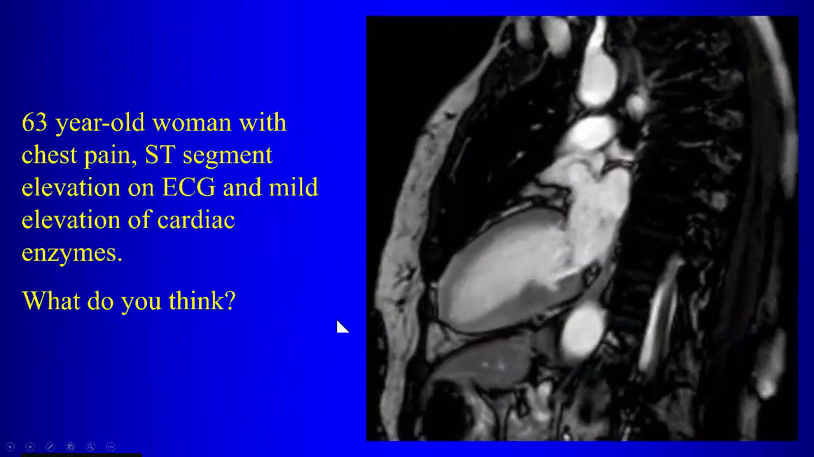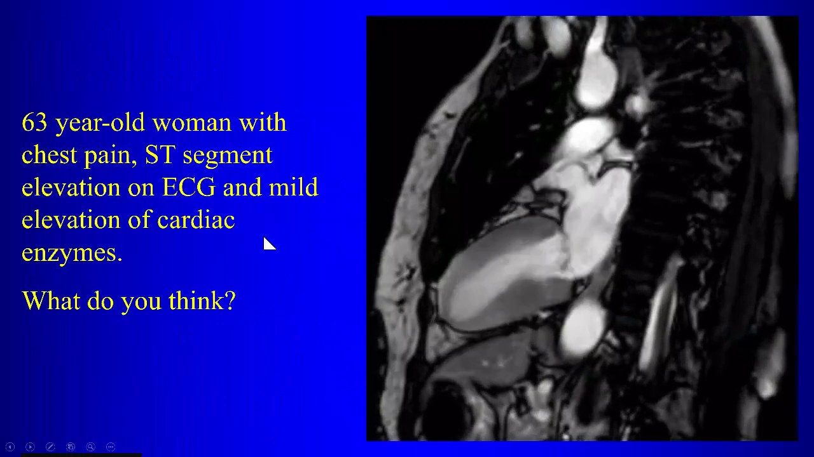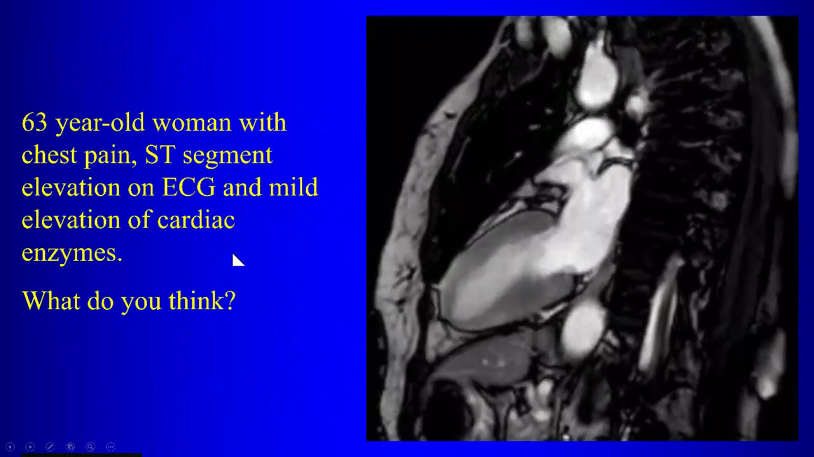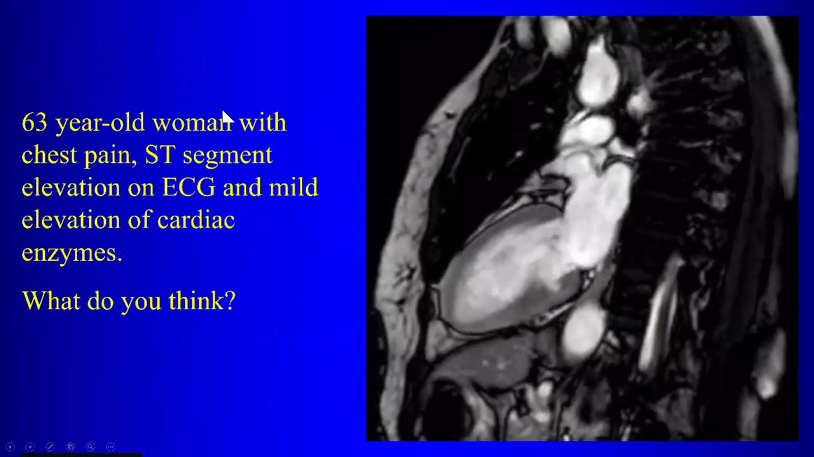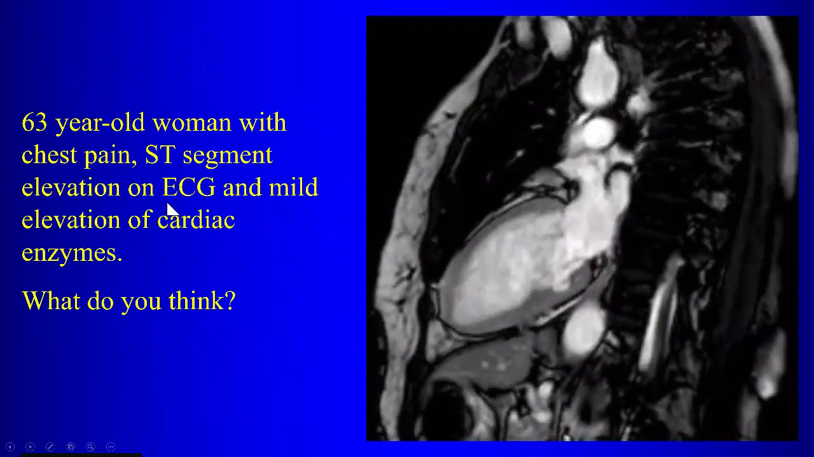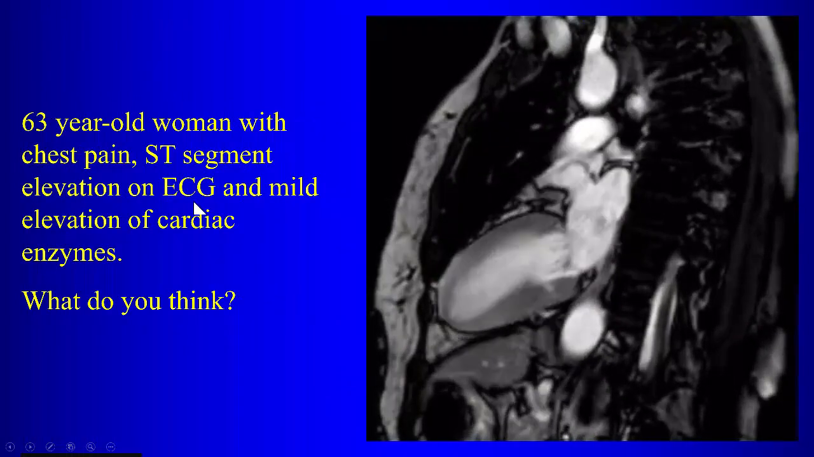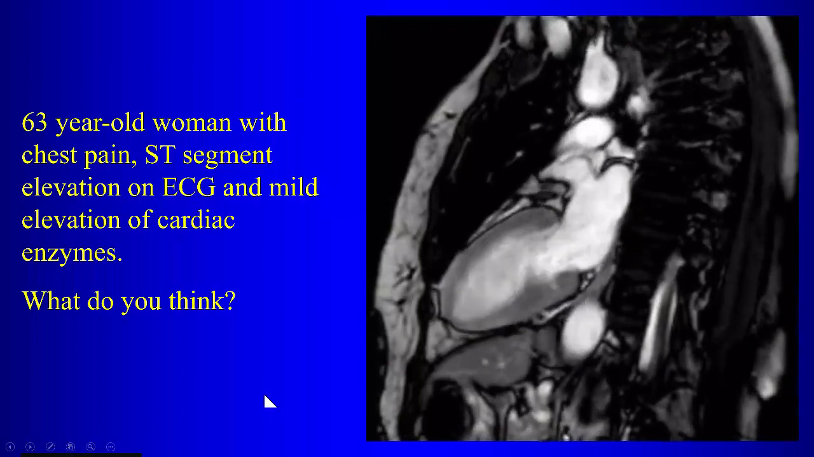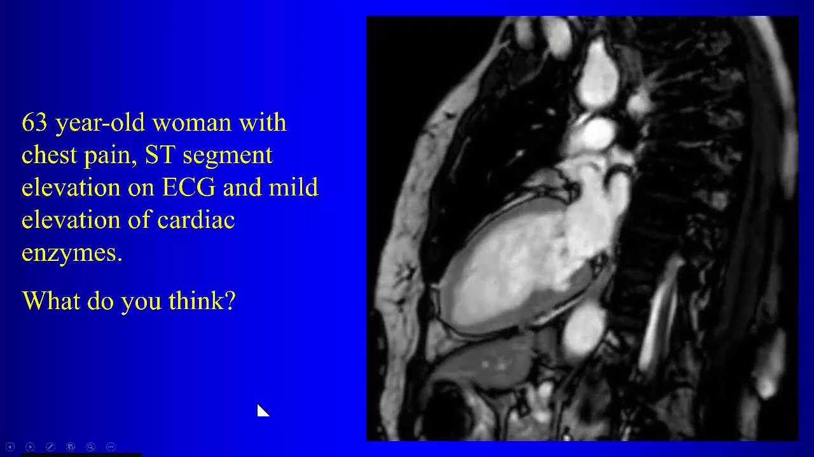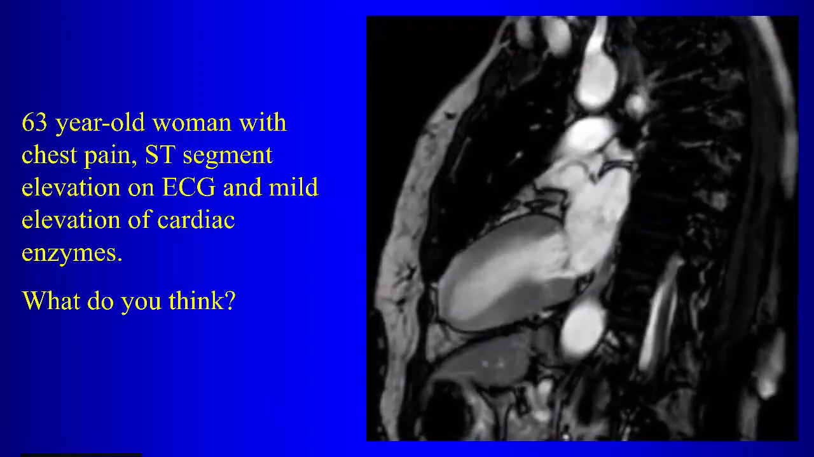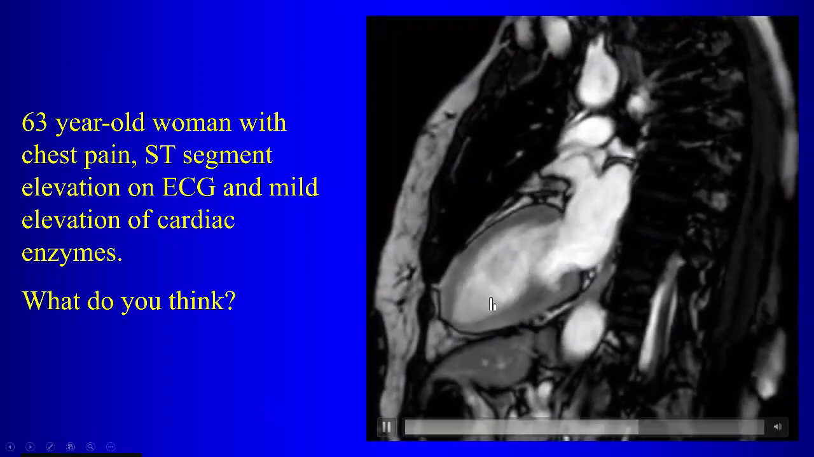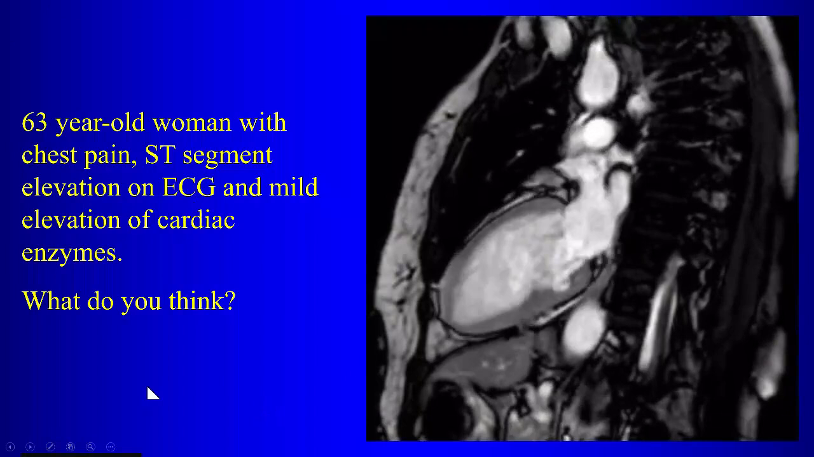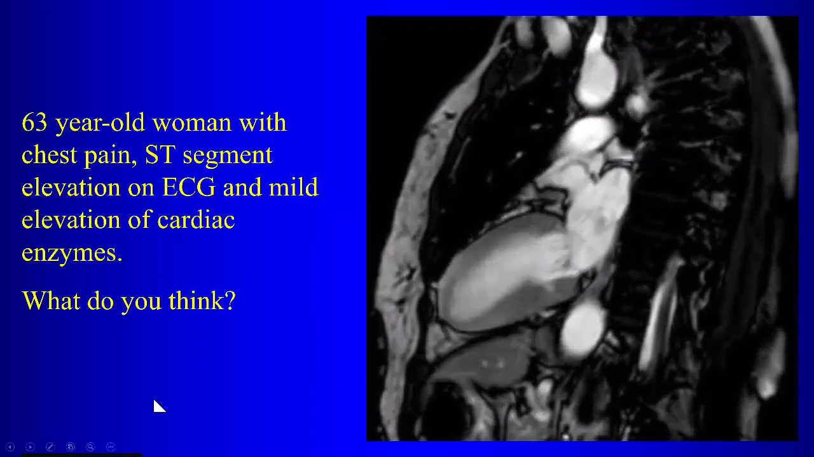63-year-old woman with chest pain, abnormal ECG, elevation of cardiac enzymes, right? So just given that history, the first thing you're thinking about is what? MI, myocardial infarction. So this is a two-chamber view. What do we see here? Any abnormal wall motion there? Yeah, look at the apex, right? So it looks like there's a hypokinesia or maybe even some dyskinesia at the apex. Does that surprise you if the patient's having an MI? No, of course not. Right?